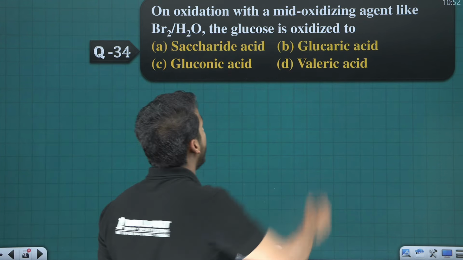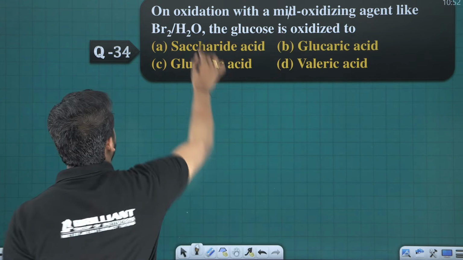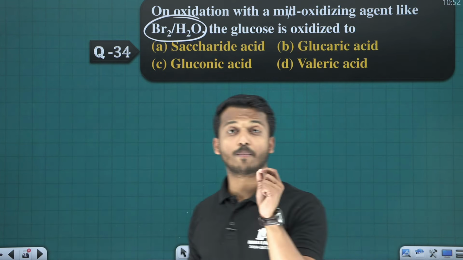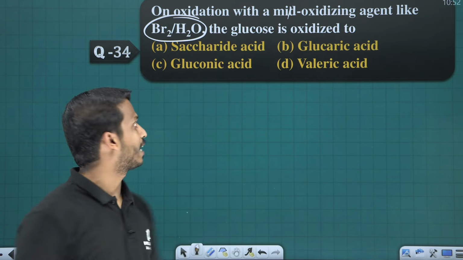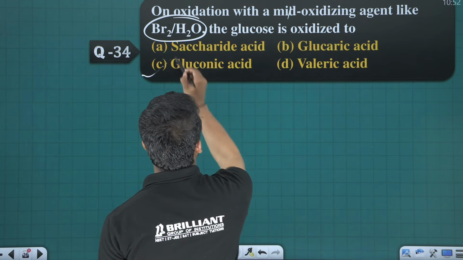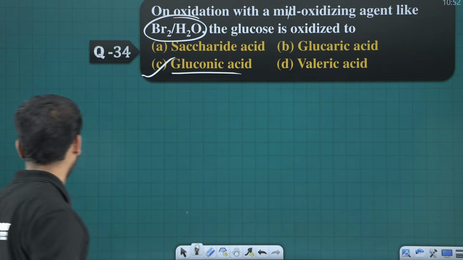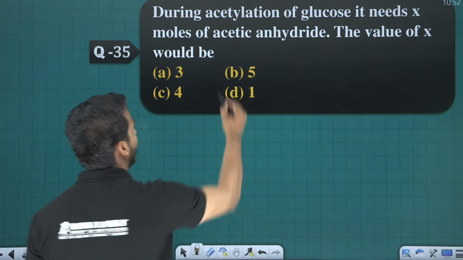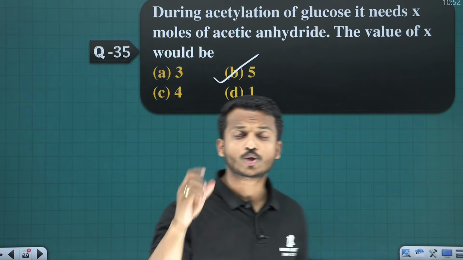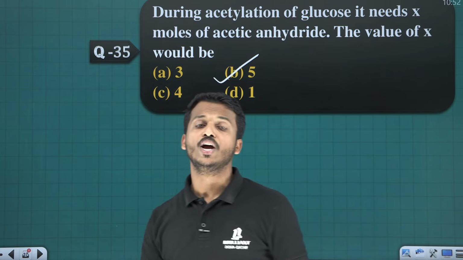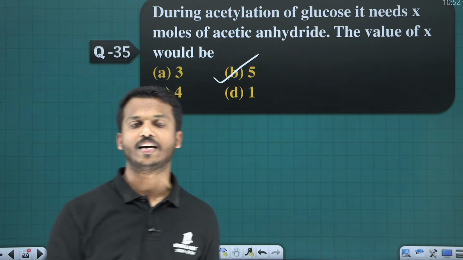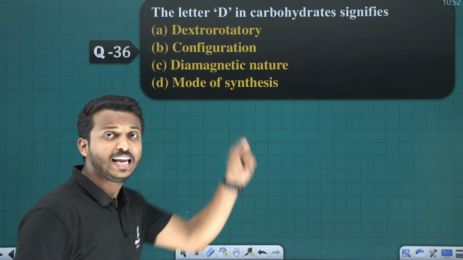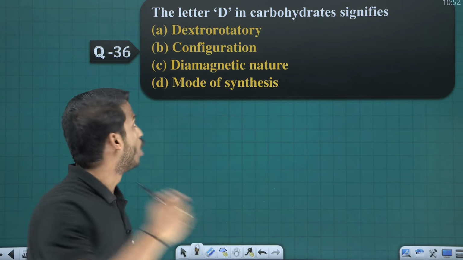On oxidation with a mild oxidizing agent like bromine water, glucose is oxidized too. Glucose, when reacted with bromine water, gives you gluconic acid. Gluconic acid, this is glucaric, okay, gluconic acid. During acetylation of glucose, it needs X moles of acetic anhydride. How many moles? 5. Glucose, when reacted with 5 acetic anhydride, gives glucose pentaacetate, which shows that glucose contains 5 OH groups. So the answer is 5.